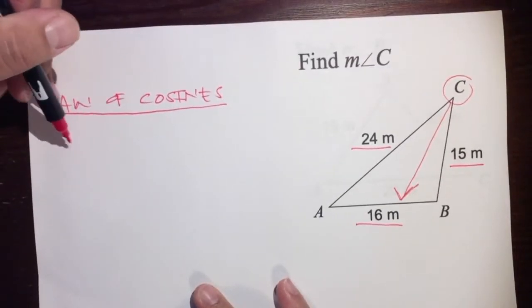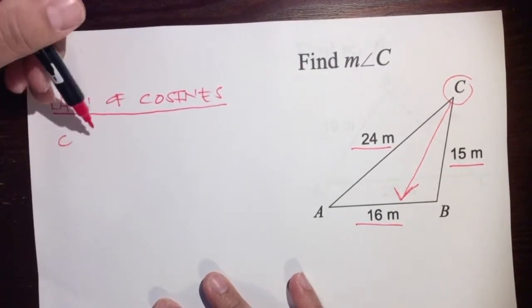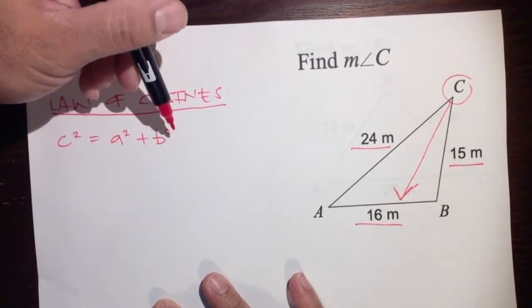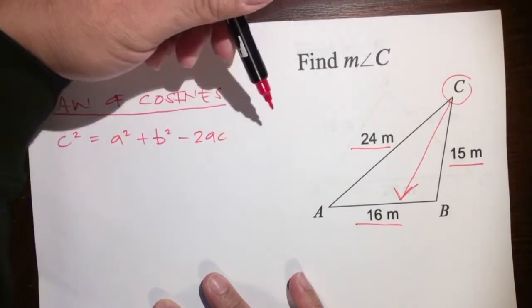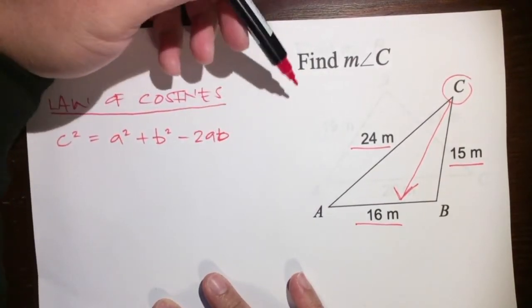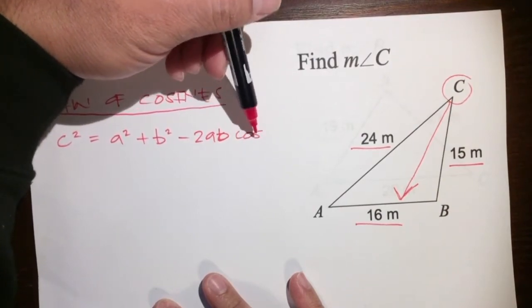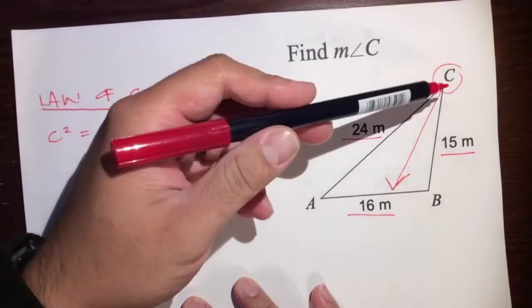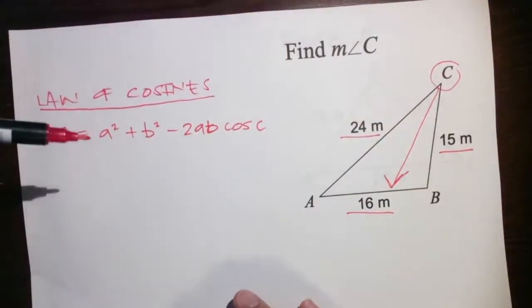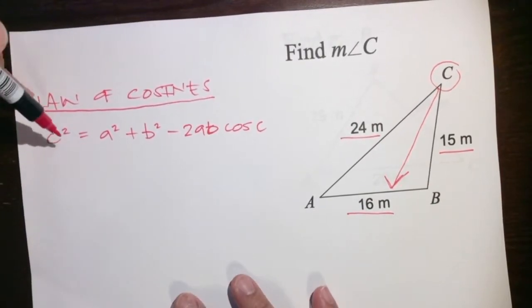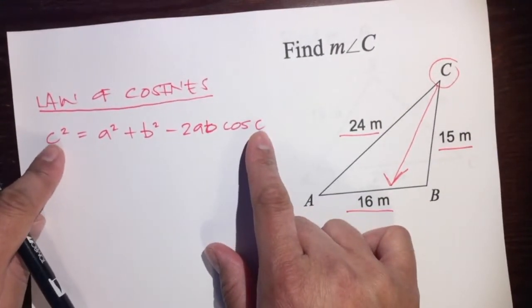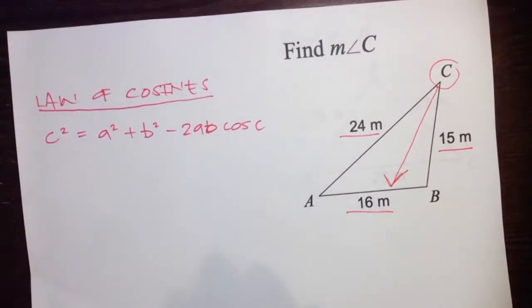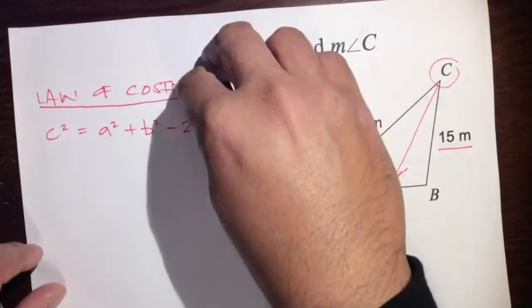So let's rewrite it so we can be re-familiarized with it. It's C squared is equal to A squared plus B squared minus 2AB times the cosine of angle C. And look at that, it works out because the sides of this triangle are A, B, and C. One of these will be the missing side, and the A and B are the ones that are givens, that we already have.